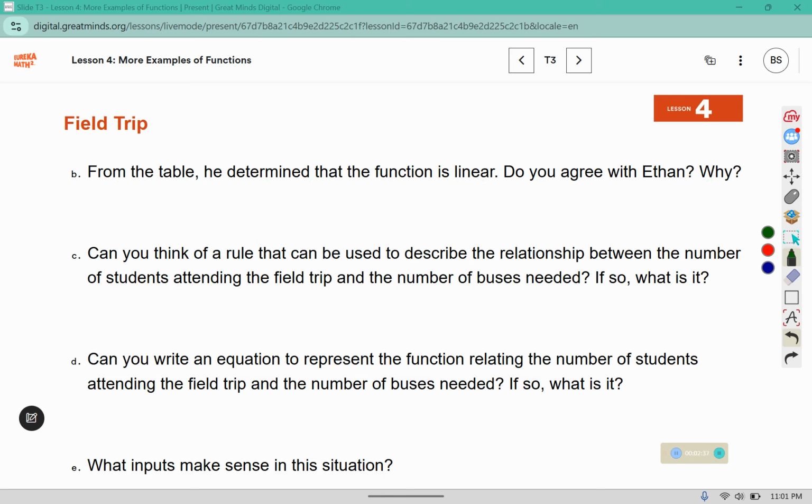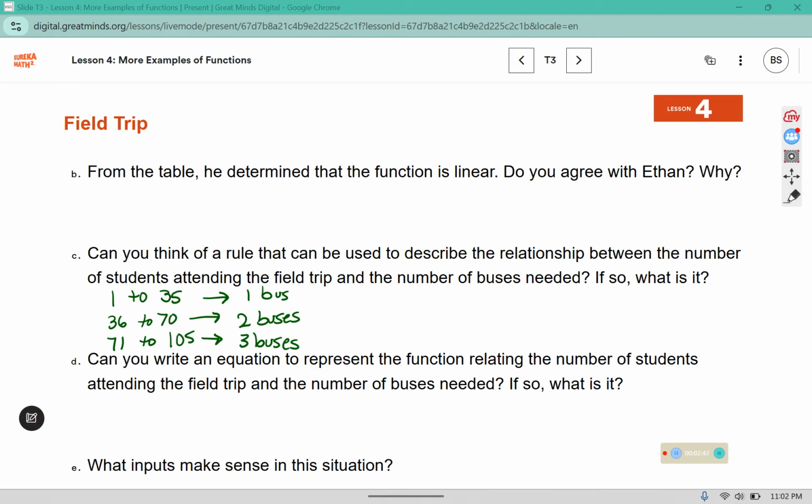Can you think of a rule that can be used to describe the relationship between the number of students attending the field trip and the number of buses needed? If so, what is it? Well, the rule would be the first 35 require one bus, the next 35 require 2 buses, and so on. Can we write an equation to represent the function relating the number of students attending the field trip and the number of buses needed? If so, what is it?